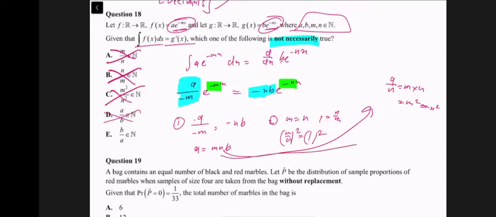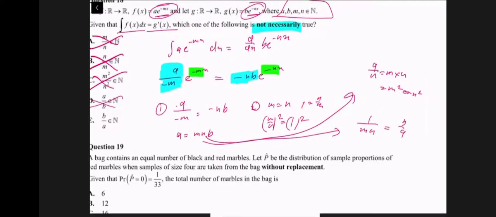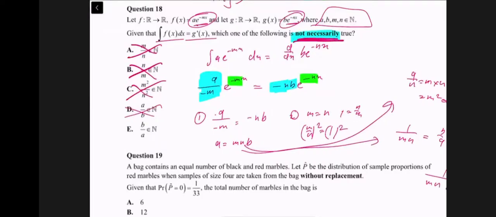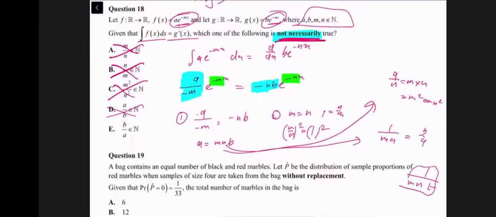But if you do B on A, you get 1 on mn is B on A. So we know mn is a natural number, but we don't know that 1 on mn is a natural number. And it's highly likely that it's not, unless m and n are both 1 as well. So it's asking for the one that's not necessarily true. That makes sense, because it could be true if they were both 1, but for any other number, it's not true. So it's not necessarily true. So that's why it's E.